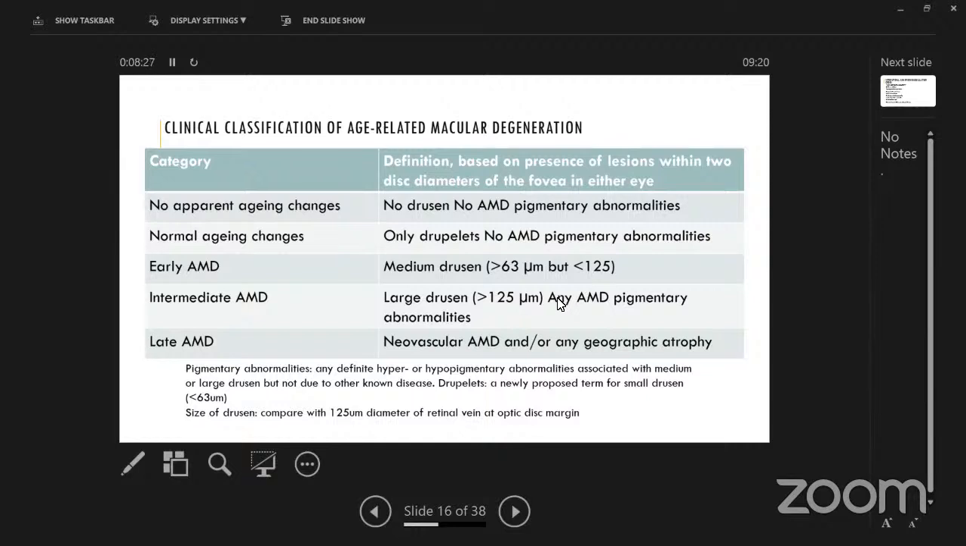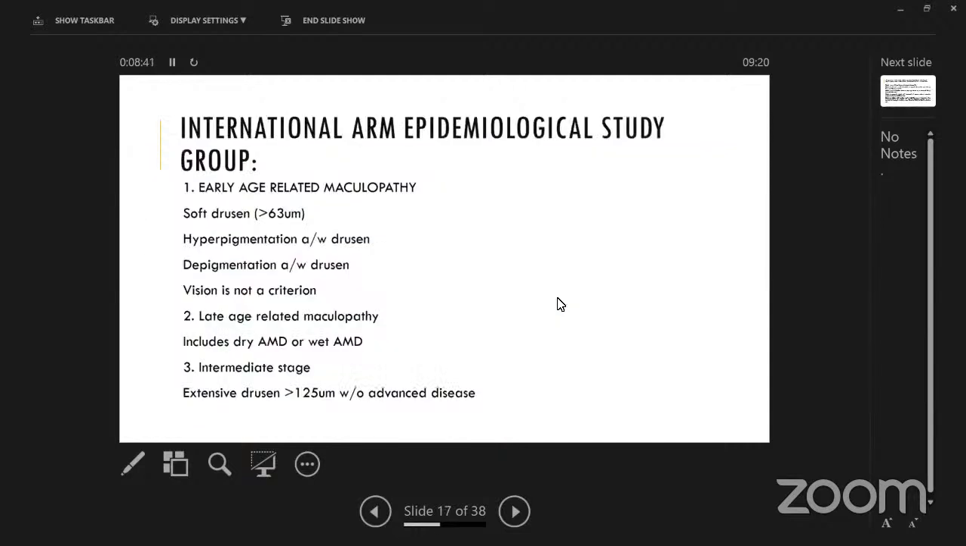Intermediate AMD is where there is large drusen above 125 microns. Any AMD pigmentary abnormalities might be present. Then in late AMD, there is neovascular AMD and/or any presence of geographic atrophy. Then there is the International ARM Epidemiological Study Group, which terms early age-related maculopathy as soft drusen more than 63 microns, hyperpigmentation associated with drusen, depigmentation associated with drusen, where vision is not a criterion.